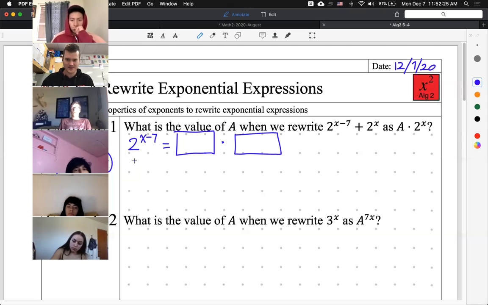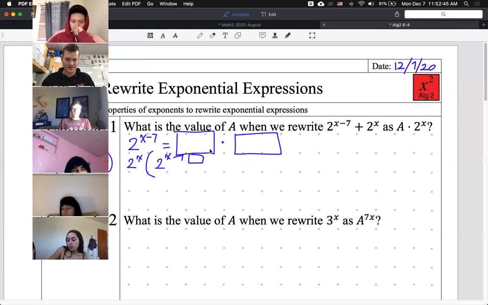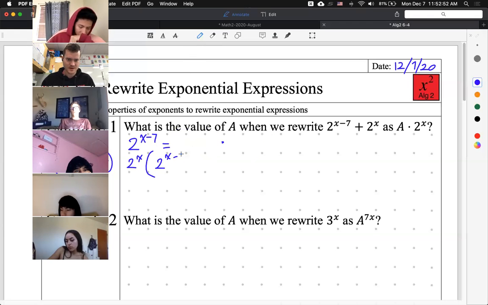So if I factor out 2 to the power of x out of these two terms, I'll just rewrite this as 2 to the power of x minus 7. I'm gonna have to do something extra here. Let me get rid of this box, it's too big. Let me rewrite this. I still have 2 to the power of x minus 7. I have to somehow do something here to make this work. Plus 2 to the power of x.